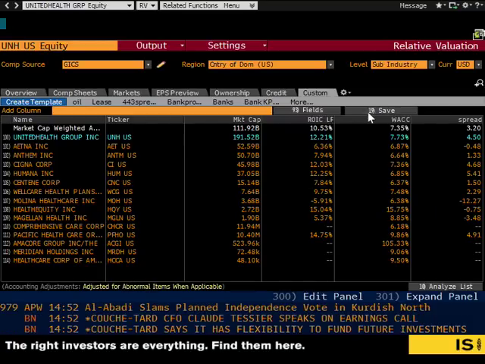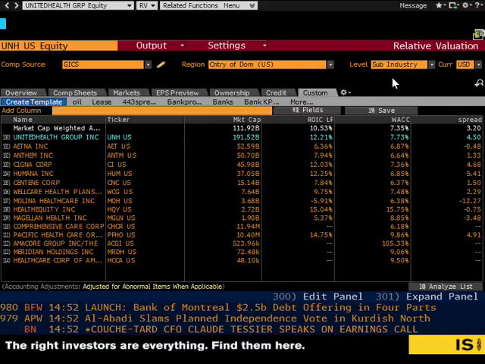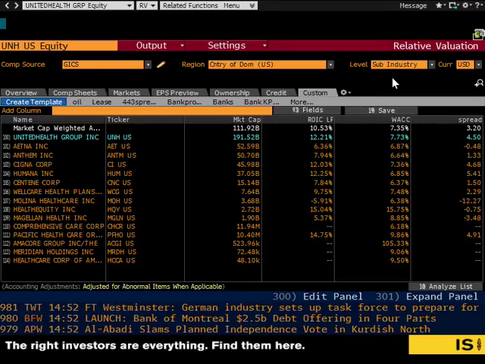Given that definition, does United Health Group today demonstrate competitive advantage? Yes or no? And why? Because their spread is higher than the industry average. Specifically, United Health Group's spread is 4.5%. The industry spread is 3.2%. Therefore, they demonstrate competitive advantage. Does everybody see that?